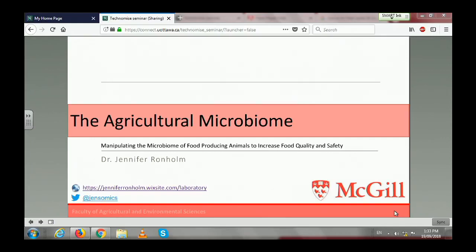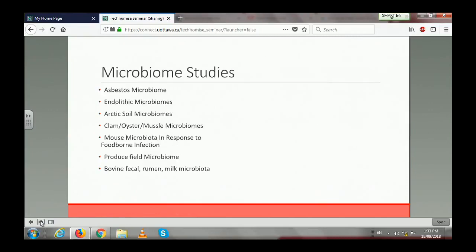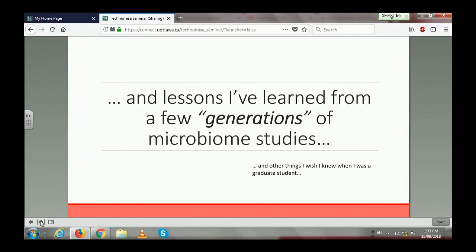I'm also going to give a couple of lessons that I've learned over a couple of generations of doing these microbiome studies, and tell you about some of the things I would have wished I knew about microbiome studies when I did my first one, because I've made a lot of mistakes over the years, but I've learned things from them.